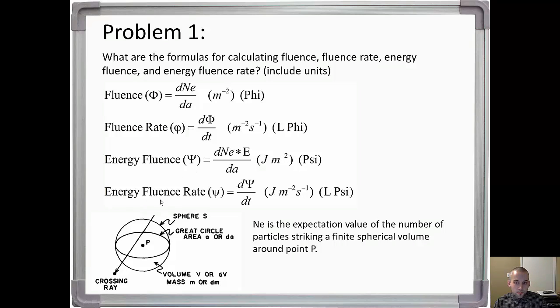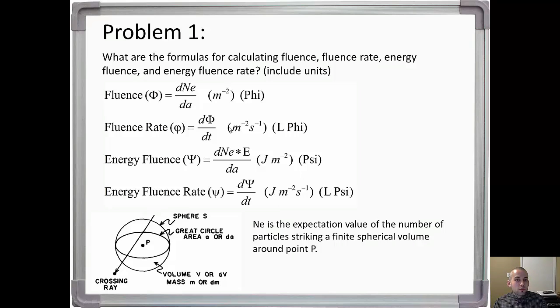And energy fluence rate, it's essentially your fluence rate multiplied by your average energy. Or it could also be your energy fluence divided by your time. Units joules, meters to the -2, seconds to the -1, lowercase psi.